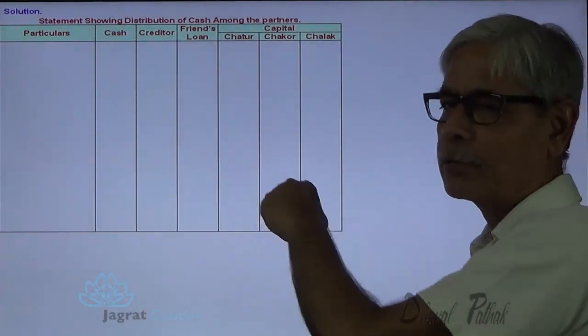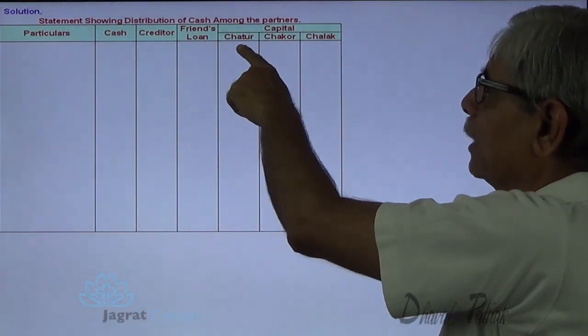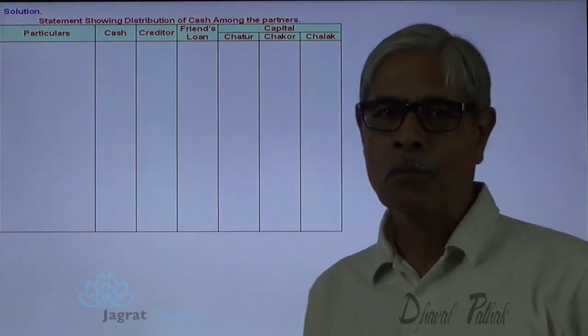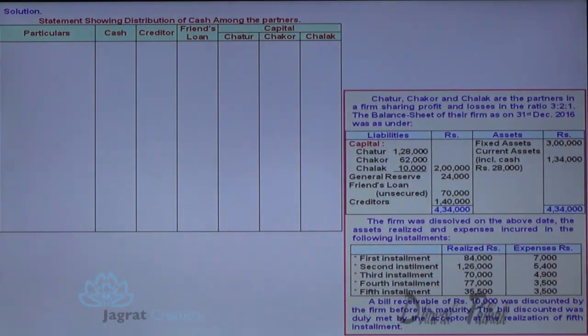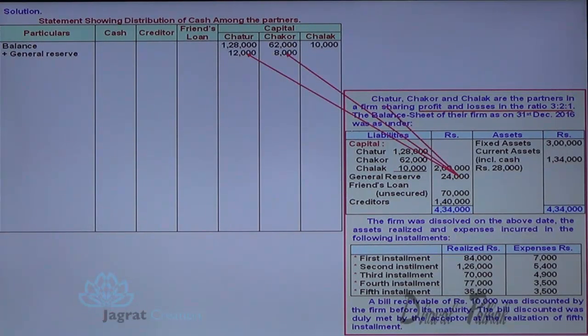So this is the cash balance, creditors, friends loan, capital of Chatur, Chakor and Chalak. I will write down first of all the balances from the given balance sheet. Capital of Chatur, then capital of Chakor, then Chalak. General reserve will be distributed in the ratio of 3:2:1. So 12,000, 8,000 and 4,000. Distribution of 24,000 in the ratio of 3:2:1.